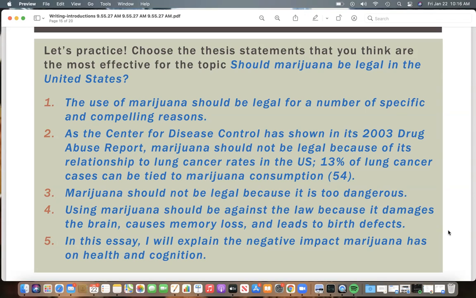And then number 5, this is tough for an English teacher to see. "In this essay, I will explain the negative impact marijuana has on health and cognition." I don't want to see that sentence at all because number 1, it's obvious that this person thinks that marijuana is negative, probably thinks it should be illegal, doesn't say it should be illegal. So it's not taking a firm enough stance. It's not taking a specific enough stance.